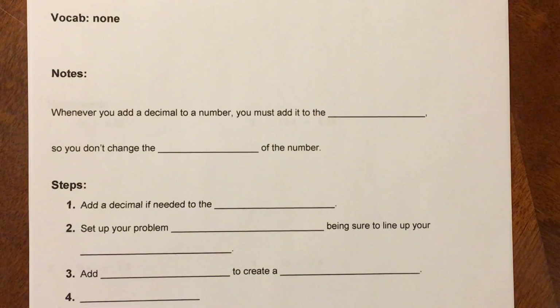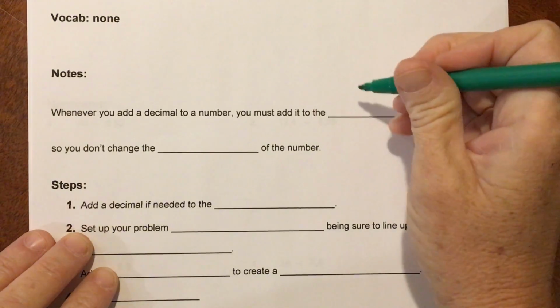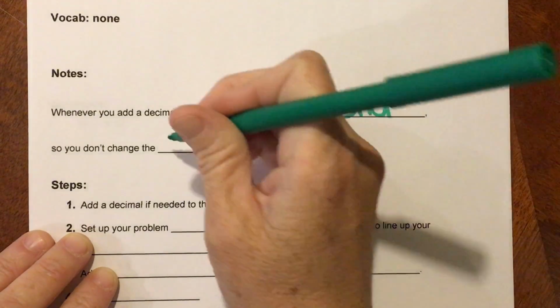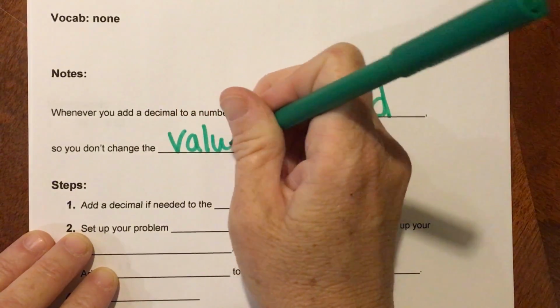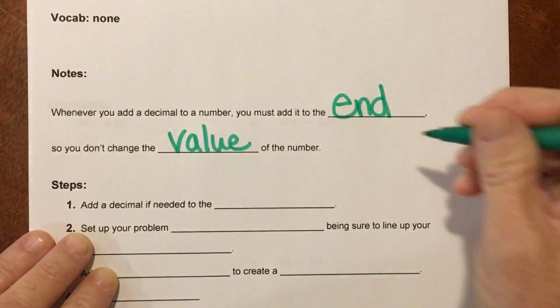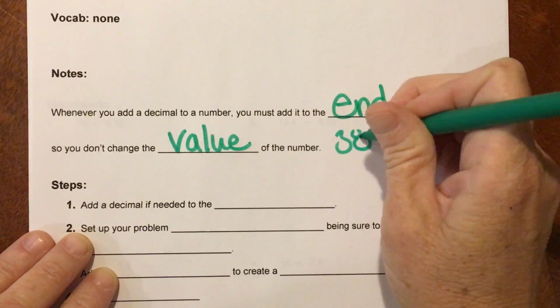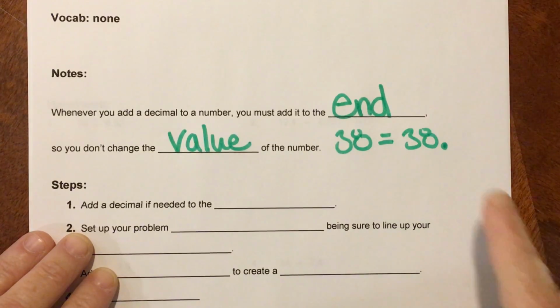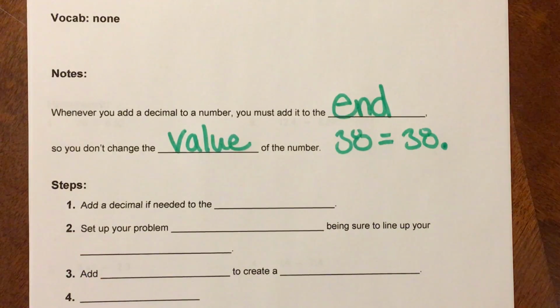So whenever you add a decimal to a number, you must add it to the end so you don't change the value of the number. So remember last night we said 38 is the same as 38 decimal. You must always add it to the end.